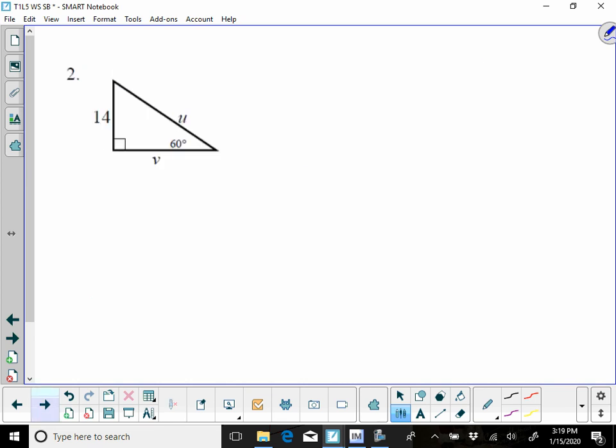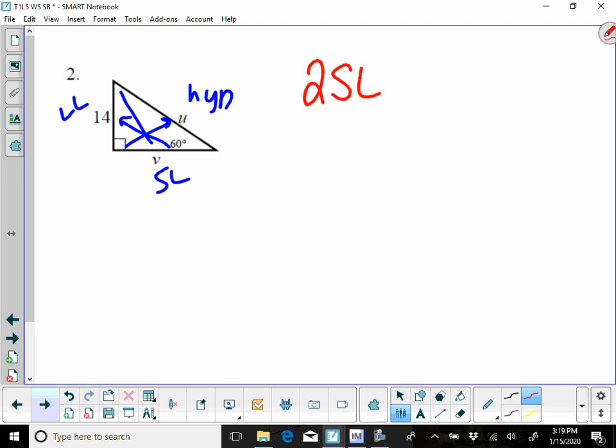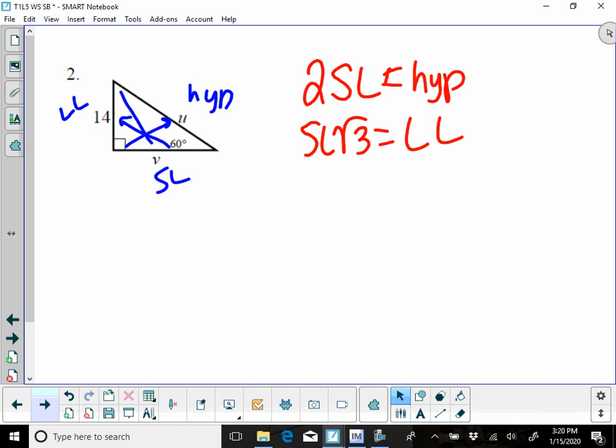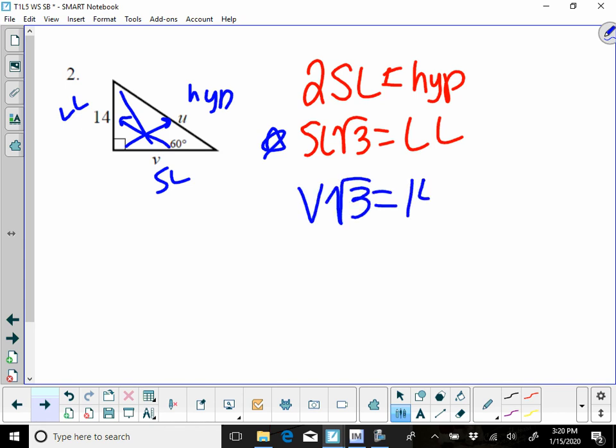Okay, for number 2, this time you were given the long leg, and you're looking for the hypotenuse and the short leg. So we're going to start with 30, 60, 90: twice the short leg is the hypotenuse. The short leg times square root of 3 is the long leg length. Okay, so we're given the long leg in this situation, so we're going to have to start with the second formula. Our short leg is V, so V times the square root of 3 is going to equal 14.